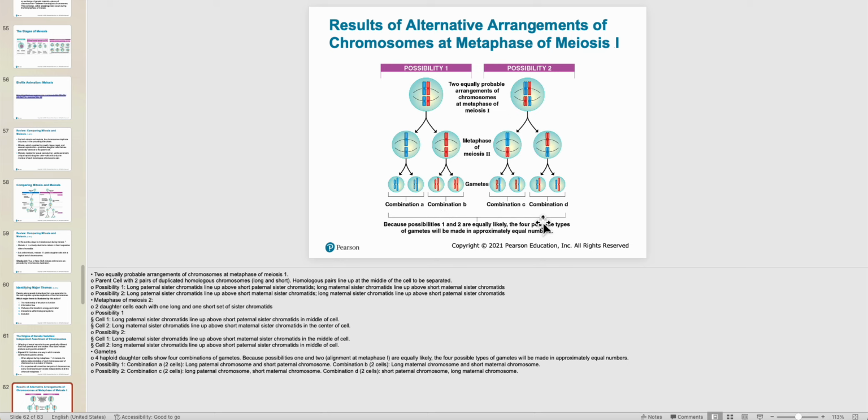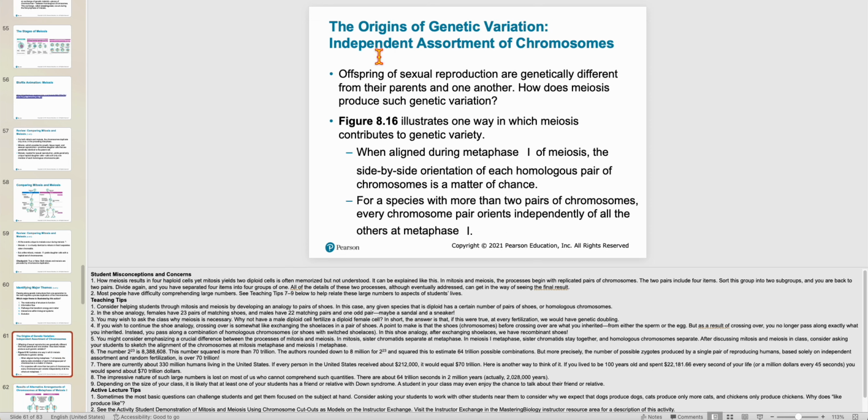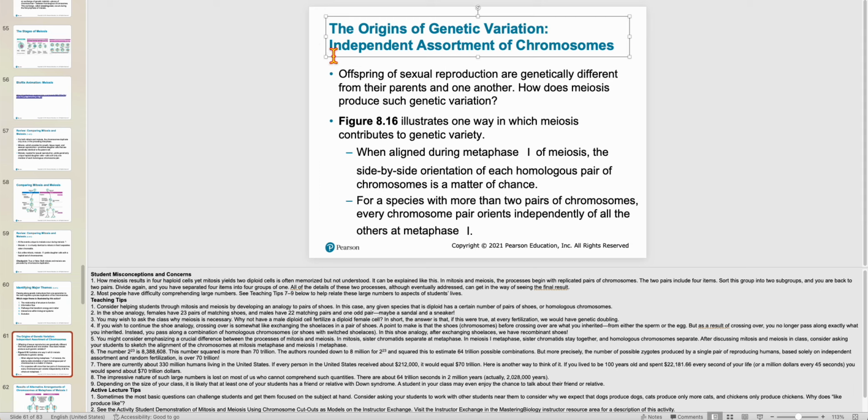You get more variation. And that's what this last term, let me go back to the slide, says: independent assortment. You want to jot that down because that's going to be a big theme in a future chapter. Independent assortment, which says that the chromosomes line up independently of each other. So let me go back to our picture. So the rule or the law is called the law of independent assortment. Okay? And notice the title, genetic variation.